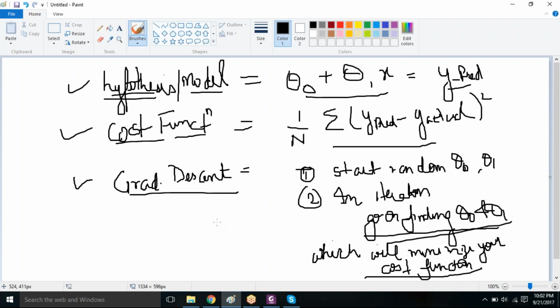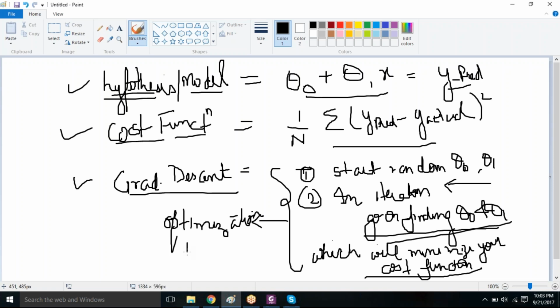So when I say go on finding theta naught and theta 1 which will minimize your cost function, it means that this particular algorithm is an iterative process, because it is going in iterations. When I say that it will minimize your cost function, at that point of time it becomes an optimization problem. That is why I call this technique an optimization technique, because this is optimizing your cost function. This is going to find the minimum of your cost function, right?